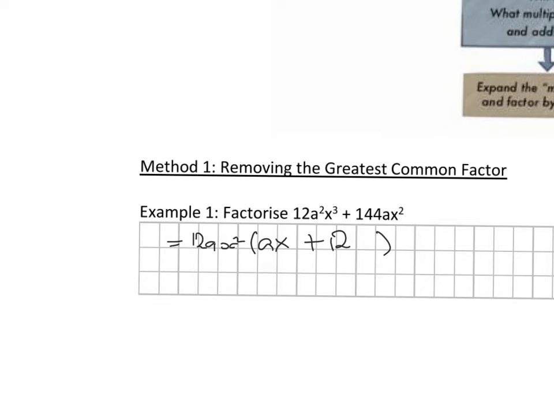So the way you check you're right when you're factorizing is to multiply back through. 12ax squared times ax is equal to that, and 12ax squared times 12 is equal to that. So there we go, that's factorizing, removing the greatest common factor. We've got one more way to go, which is difference of two squares and perfect squares, which is all we're going to talk about in this video.